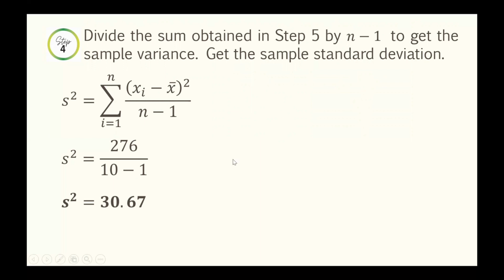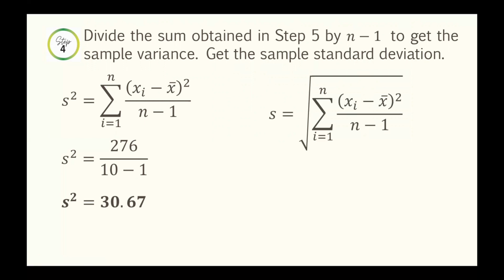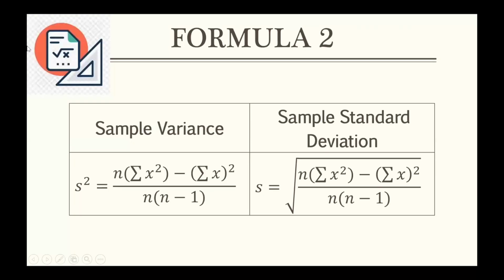Next, to get the sample standard deviation, we have to get the square root value of the sample variance. So that is S is equal to 5.54. For formula number 2, this can be used in computing for the sample variance and sample standard deviation.